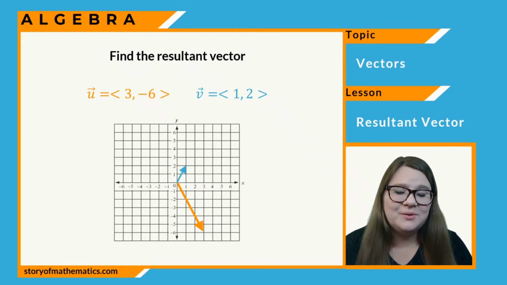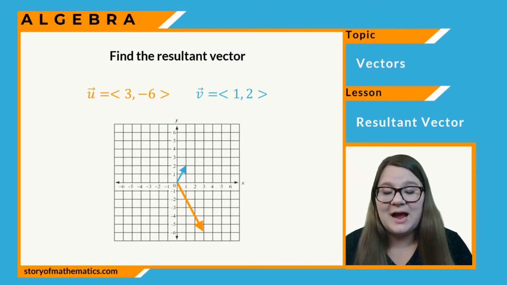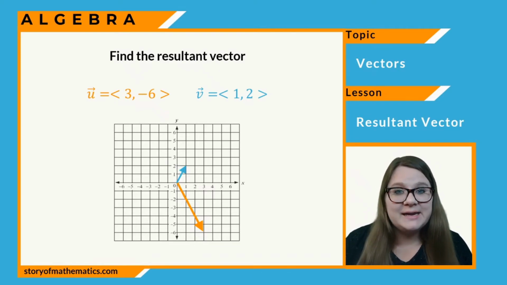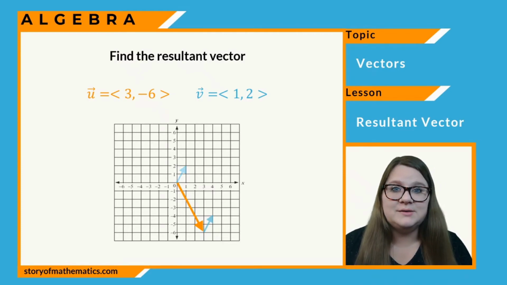Now that I have shown my two vectors individually, in order to find the resultant vector, I have to line them up tip to tail. So I'm going to take that second vector and I'm going to slide it down so that its tail touches the tip of the orange vector.